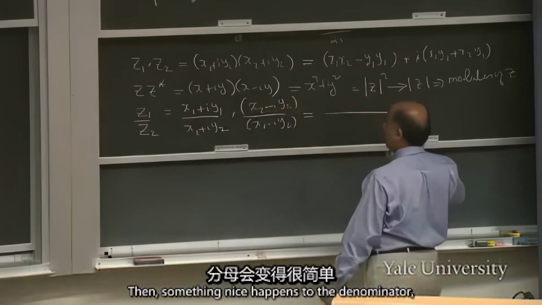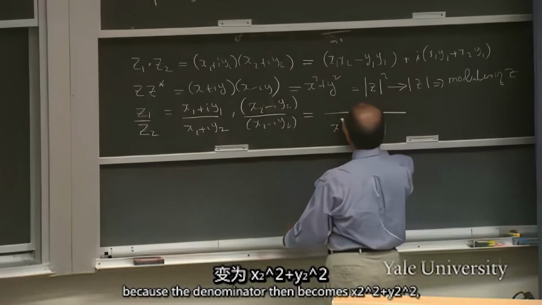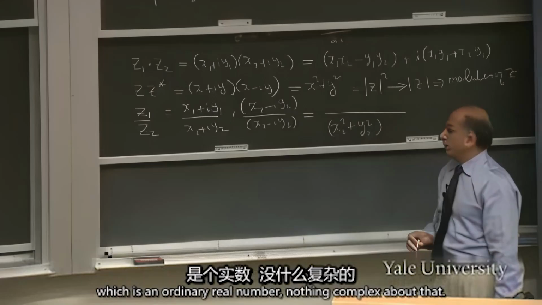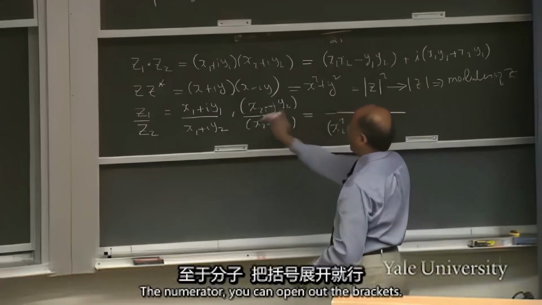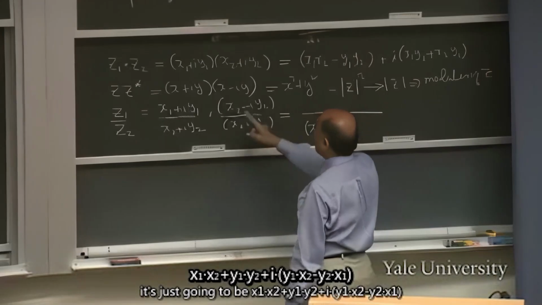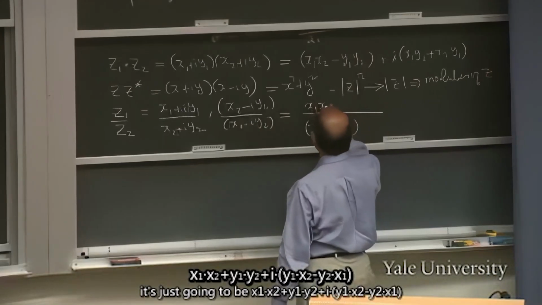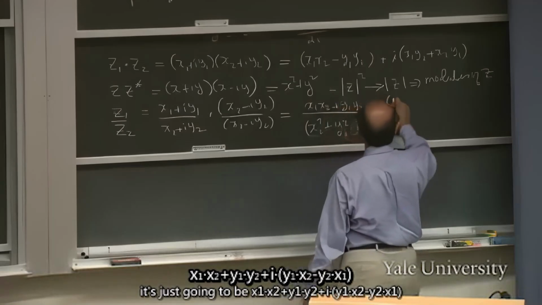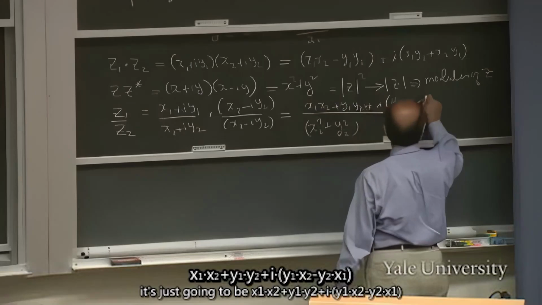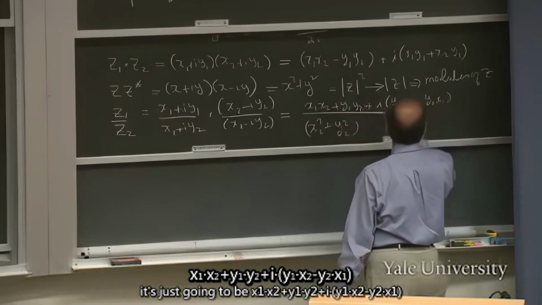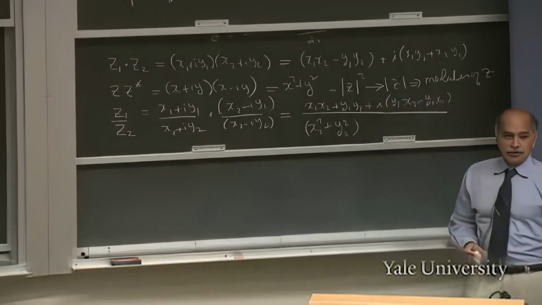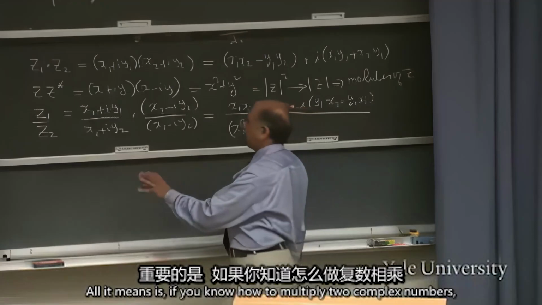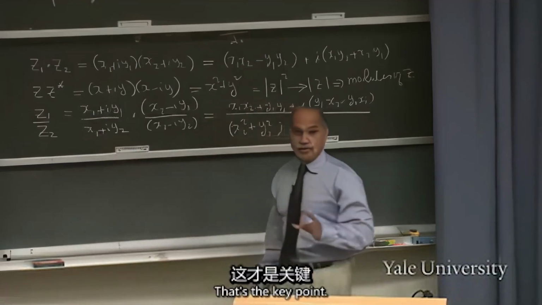Then something nice happens in the denominator, because the denominator then becomes x2 squared plus y2 squared, which is an ordinary real number, nothing complex about that. The numerator, you can open out the brackets. I don't know if I want to do that. It's just going to be x1 x2 plus y1 y2 plus i times (y1 x2 minus y2 x1). Now, don't worry about all the details. All it means is, if you know how to multiply two complex numbers, you can also divide by a complex number. That's the key point.